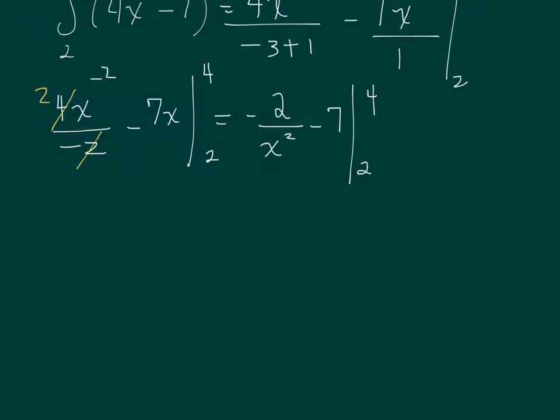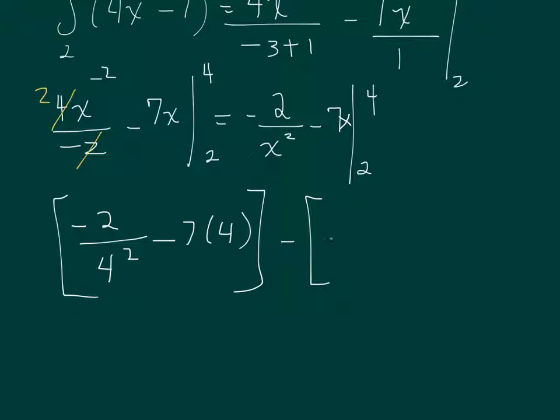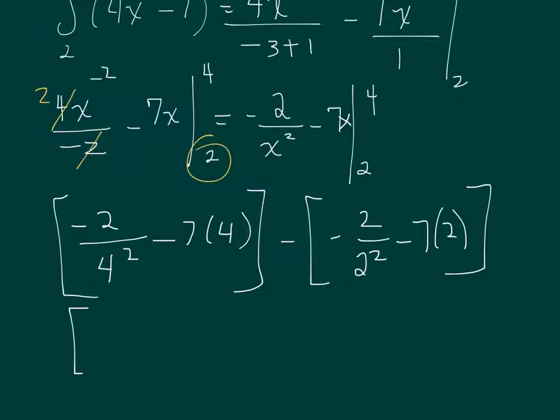So all I have to do now is start plugging in numbers. So negative 2 over the upper limit first, forgot my x there, x squared, minus 7 times 4. All of this minus negative 2. Now I plug in my lower limit, which is 2 squared, minus 7 times 2. And this becomes negative 2 over 16 minus 28.